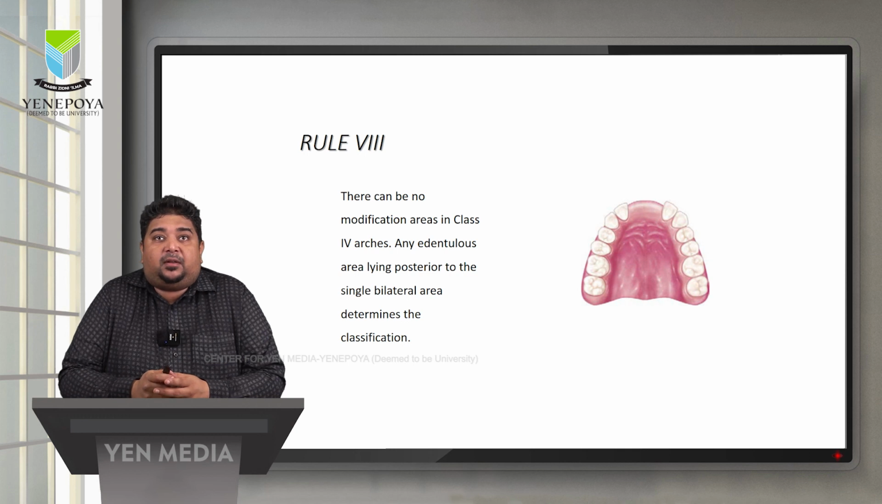Coming to rule number 8, there can be no modification areas in class 4 arches, as the edentulous area lying posterior to the single bilateral area determines the classification. So basically, as rule number 5 stated, that the posterior most edentulous space determines the classification, therefore there can be no modifications in class 4 arches.